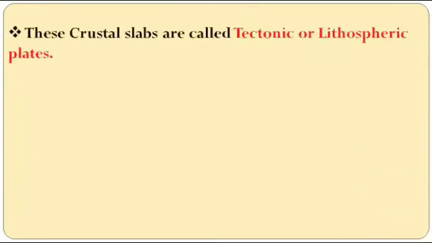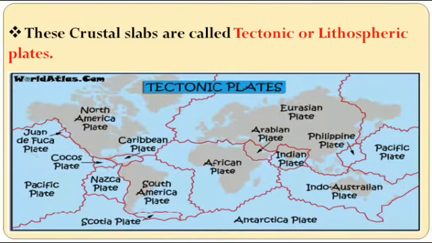Now let us come to this. These crustal slabs are called tectonic or lithospheric plates. This is the diagram which shows you the different plates. The plates are not actually the food plates which you think of. It is the landmass plate. We can see the Indian plate, African plate, Indo-Australian plate. All these are different lithospheric plates.